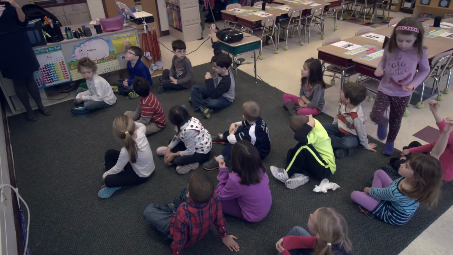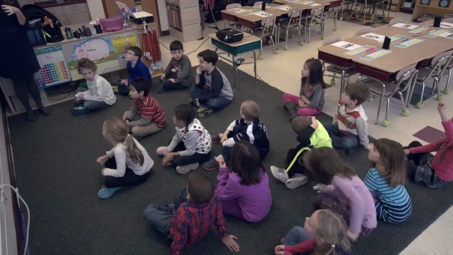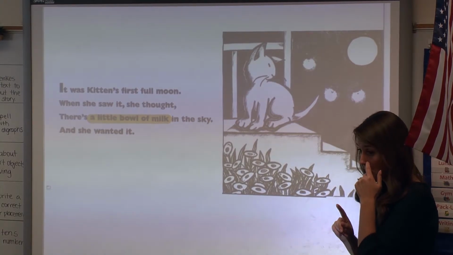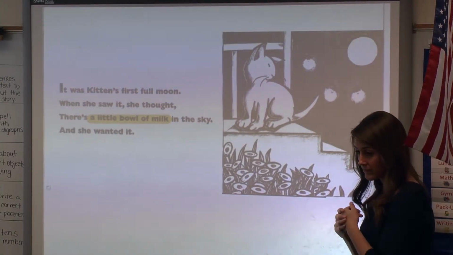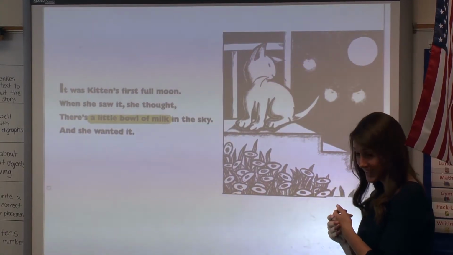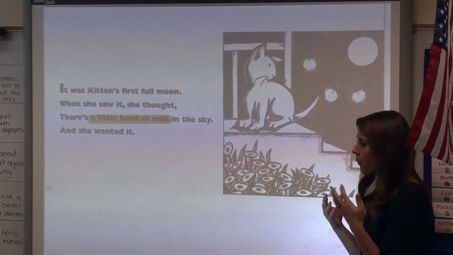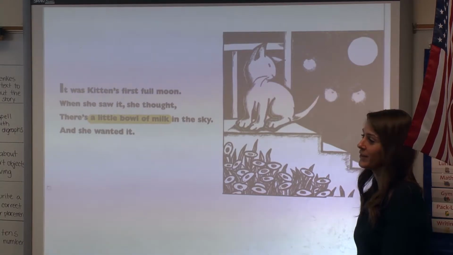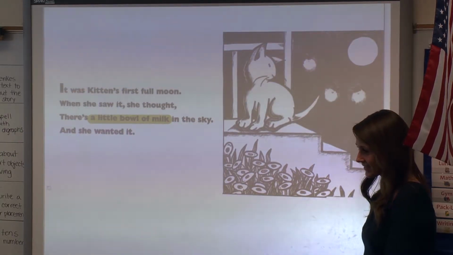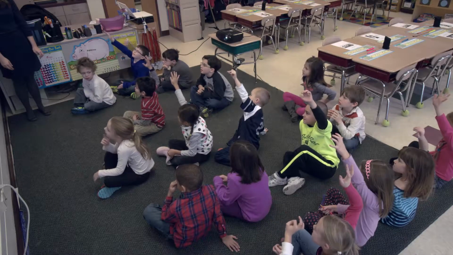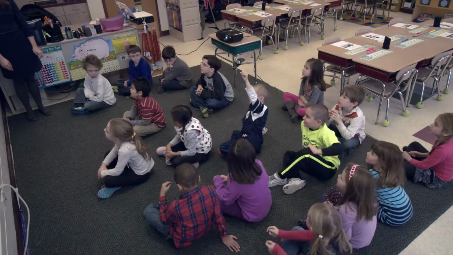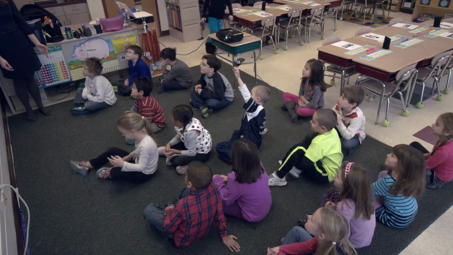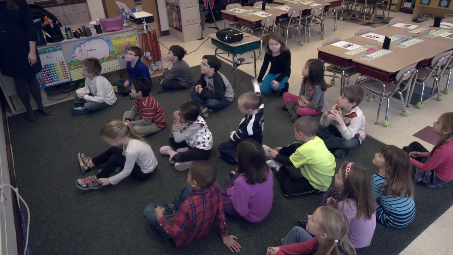All right. Boys and girls, so he thinks that a little bowl of milk is the moon because it's white, but I think there's another reason. William? Because it's round. The bowl is round. And a bowl is round, okay? Why is the bowl of milk in the sky going to be a problem for little kitten? Carter? No one can barely reach the sky. Can he get the moon? No. So let's see what happens next.